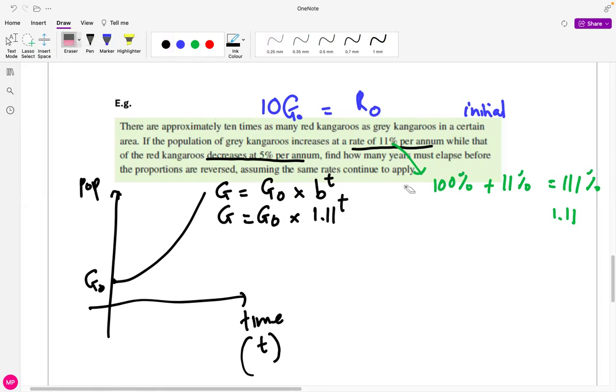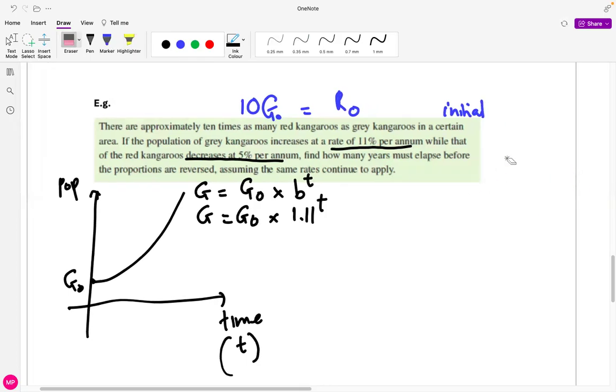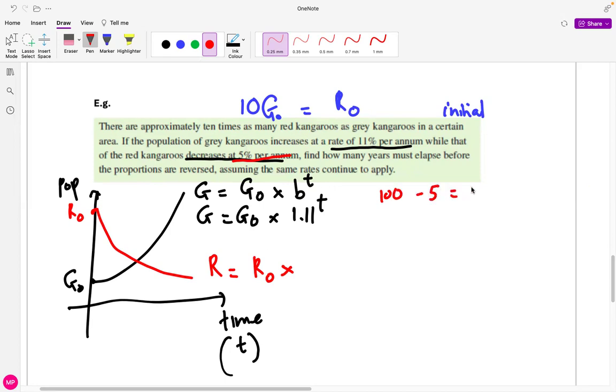Then similarly, I have to do it for red, which is decreased by 5%. So red initially is bigger than G0. So R0 is somewhere here. There's a 10 times gap, and red will decrease like that. So the general form for red equals R0 times b to the power of t, and because you decrease by 5%, think about you have 100%, and if you minus 5%, you get 95%, which is 0.95. So b is 0.95. All right, that's how we interpret the question.